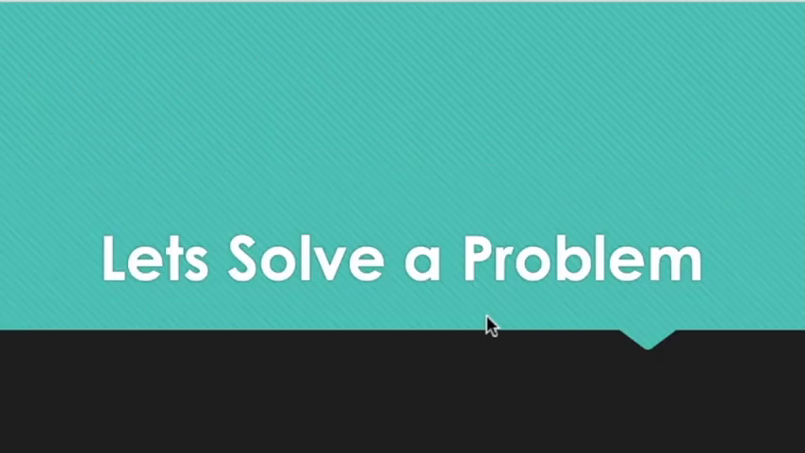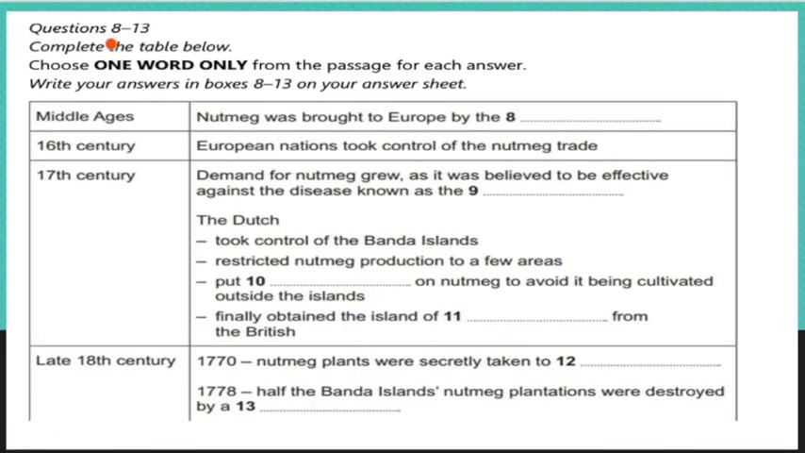Let's solve a problem based on completion type questions. This exercise has been picked from Cambridge Academic Book number 15, test number 1. This is a table completion. We have to choose one word only from the passage for each answer, and we have just 5 questions to complete. Now the question is: nutmeg was brought to Europe by the.